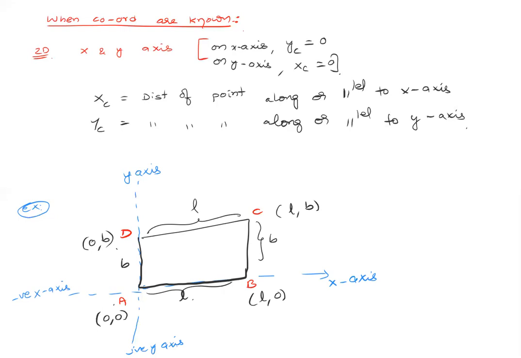Next is one more example. Let us say you have a parallelogram whose length is L, this is B, and this angle is theta. Now you are supposed to give the coordinates.